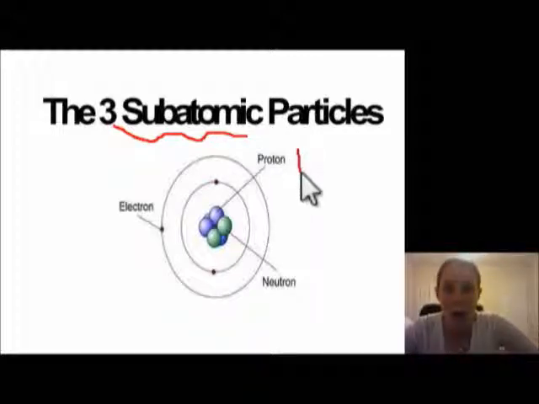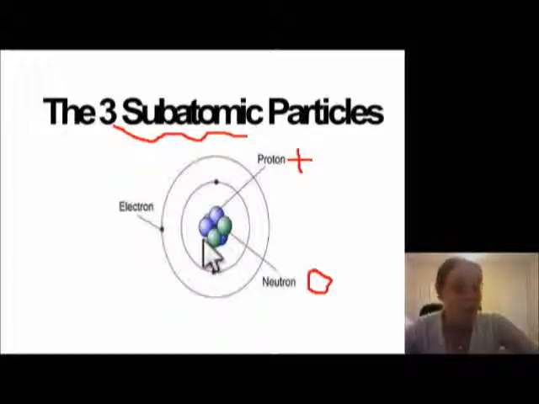Protons are positively charged and are located in the center of the atom, what we call the atom's nucleus. The second subatomic particle are neutrons. Neutrons have no charge. They're neutral. We sometimes put a 0 to indicate that they're neither positive or negative. And they're also located in the atom's nucleus with the protons.